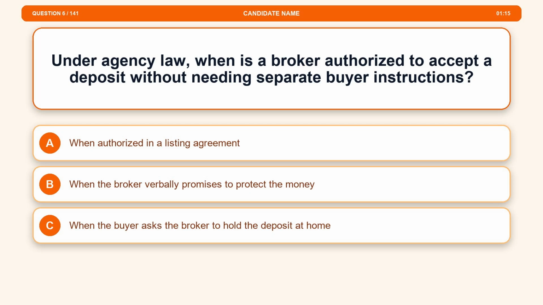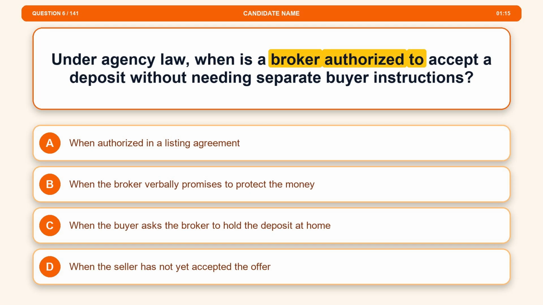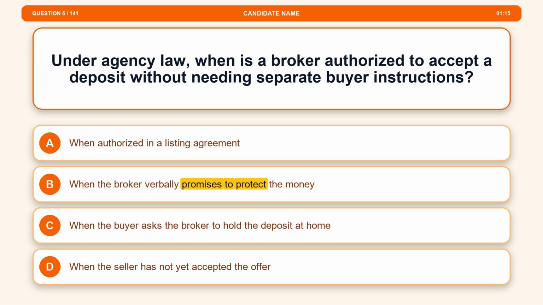Question 6. Under agency law, when is a broker authorized to accept a deposit without needing separate buyer instructions? Option A. When authorized in a listing agreement. Option B. When the broker verbally promises to protect the money. Option C. When the buyer asks the broker to hold the deposit at home. Option D. When the seller has not yet accepted the offer.